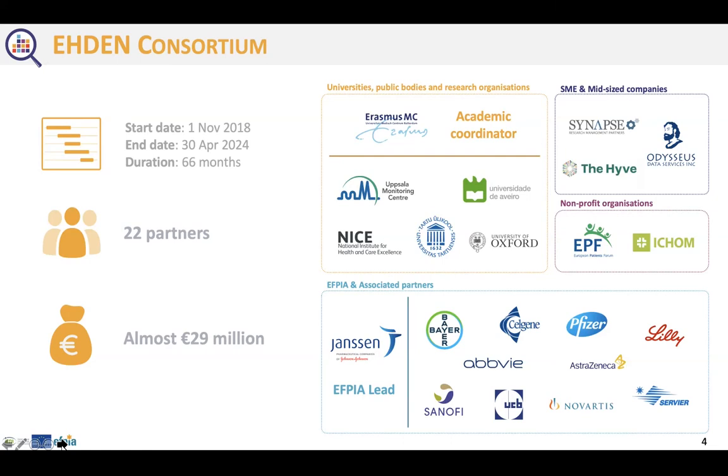The EHDEN consortium itself is a project under IMI started in November 2018 and running till the end of April 2024. It consists of 22 different partners, consisting out of a public organization, different universities, with Erasmus Medical Center as the academic coordinator, with different small and mid-sized enterprises, and with also large pharmaceutical EFPIA partners and associated partners as well. In total, the budget is about 29 million.